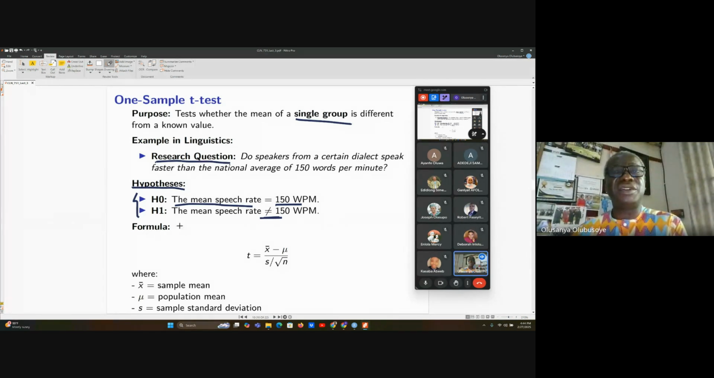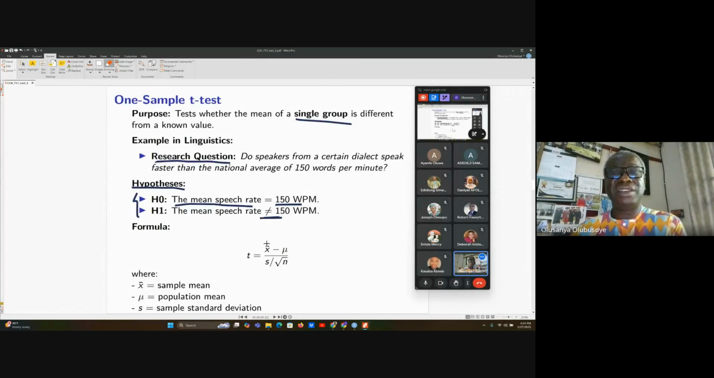And then the second step is to choose our alpha. We have chosen that to be 0.05. Then we have to compute these statistics. You don't need to memorize, but if you do, that's good for you. The formula is what you see there.